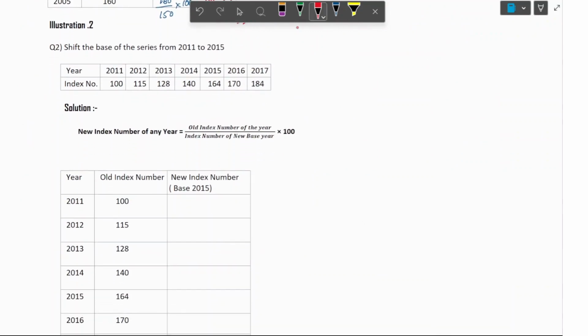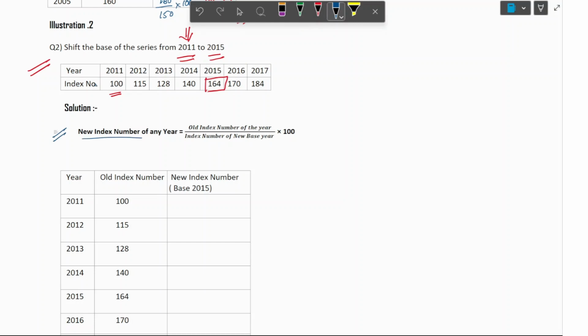Now, second example. Shift the base of the series from 2011 to 2015. That means in the given index number series, actually the base is 2011. You change to 2015. Now check it, 2011, see here 100. That means the given series has the base 2011. Now you are going to change to 2015. What is the index number? That is 164. Now, the same way, first step, you write the formula.